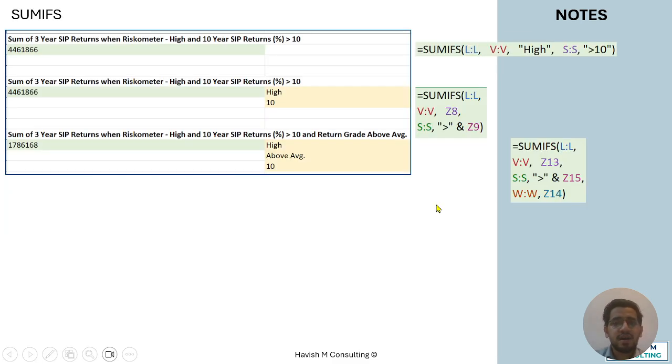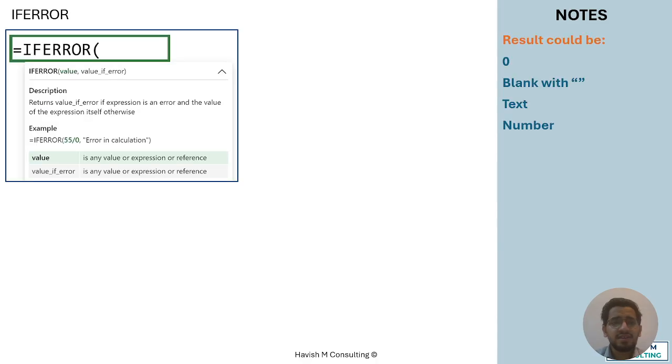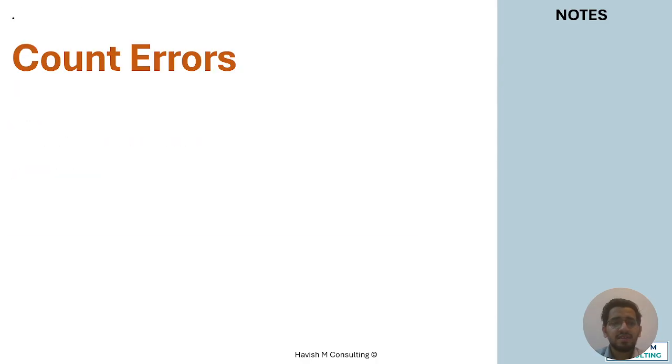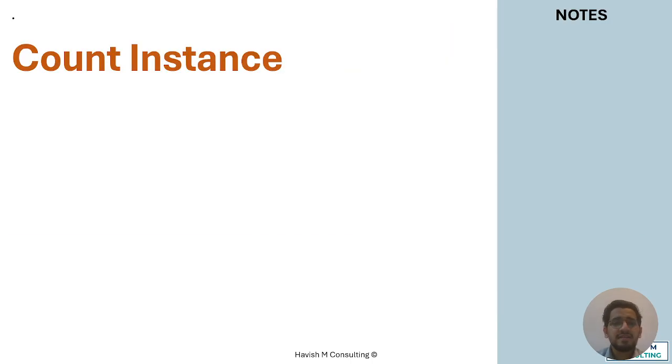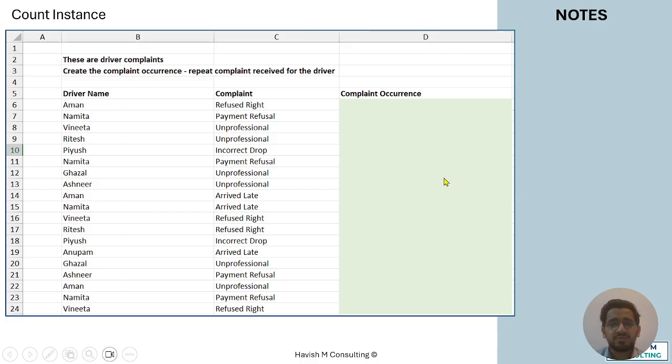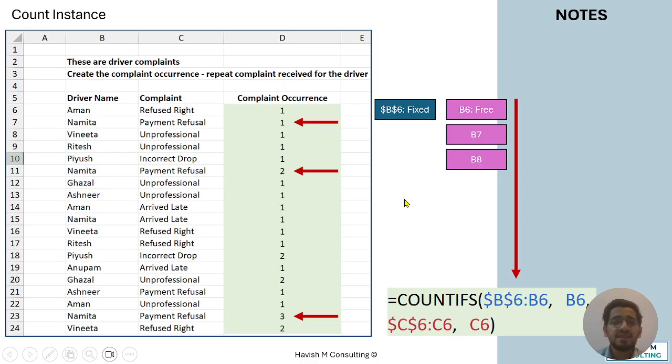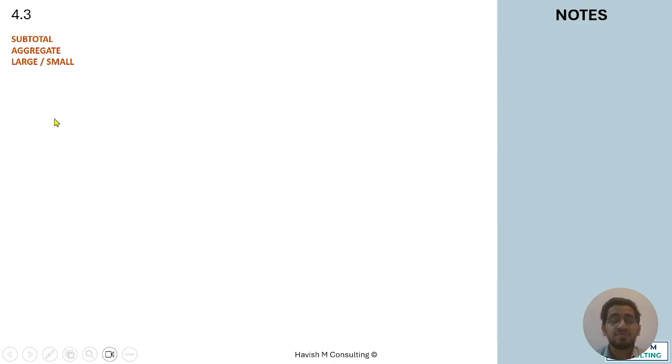And after we completed these, right, we did count errors as well, is error as well, and we did count instances as well, right? Counting the number of instances, so in cases of vendor payments and all, when you want to count how many payments the vendor has made during a specified time period, you can do a count instance, or you can use COUNTIF to do the count instance.